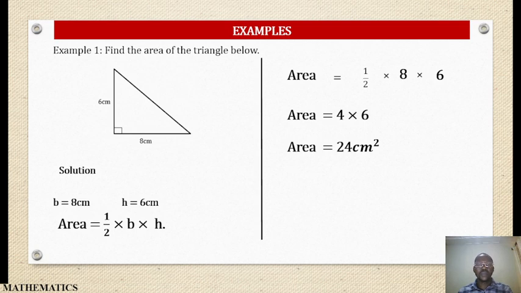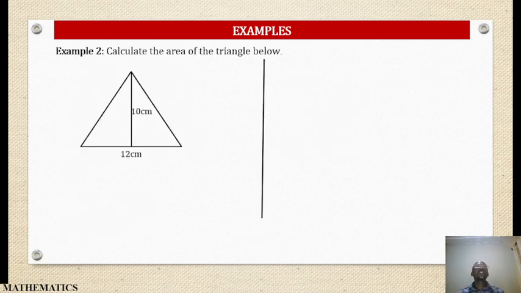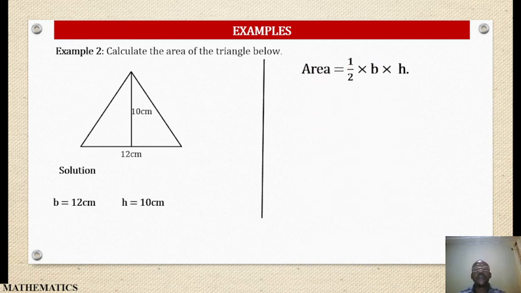Let's take another example. You can see that this particular triangle is different from the previous one, but they are asking us to find the same area. And we have two sides here. We are given the base. The base is 12, and we also have the height to be 10 centimeter. So let us bring out our formula. That's area, which is equal to half base times height. We need to put these two parameters in the formula.